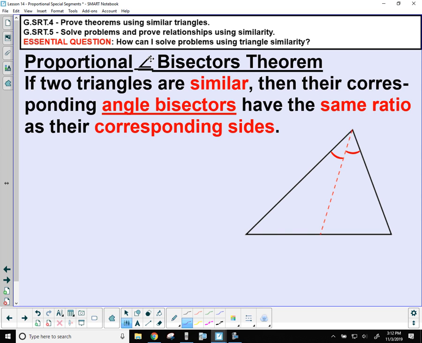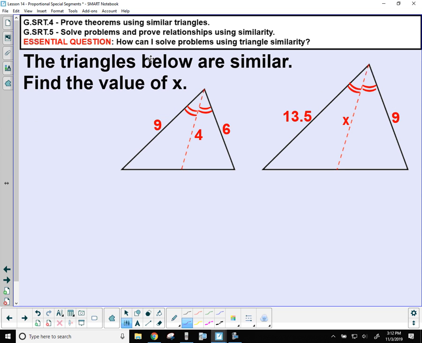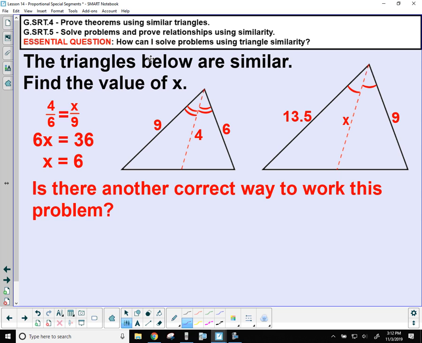All right, we're back. Here's mine. We did 4 over 6, x over 9, cross multiply. We should have gotten 6 for x. Again, there are other ways. We talked about them in class, or try to find other ways. But regardless, the answer should be 6 no matter which one you set up, provided you set it up correctly.